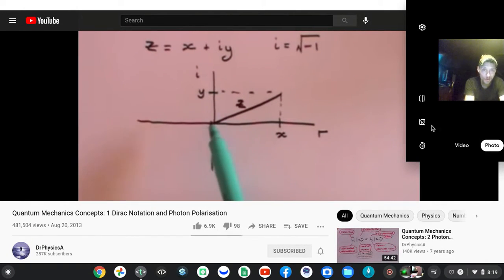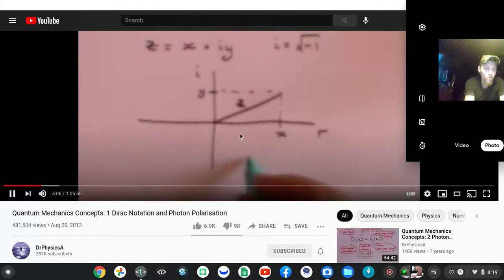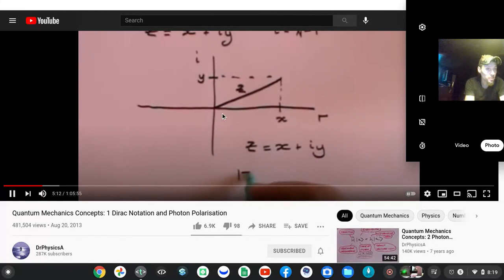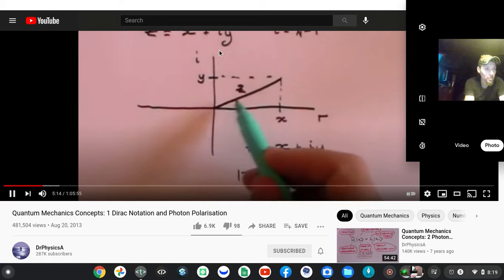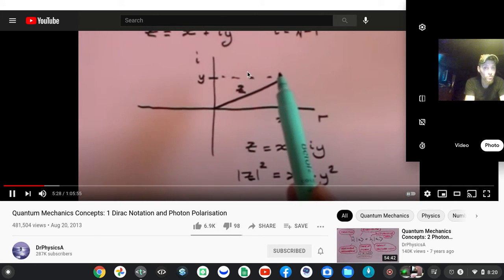You know what I mean? That's the way we represent it. So, z equals x plus iy. And you can see that the modulus of z might be the actual length of this vector, and it is equal to, by Pythagoras, the square root of x squared plus y squared. So 1, 1, the modulus, in other words, the length of the vector, which is the combination of the real and imaginary parts.